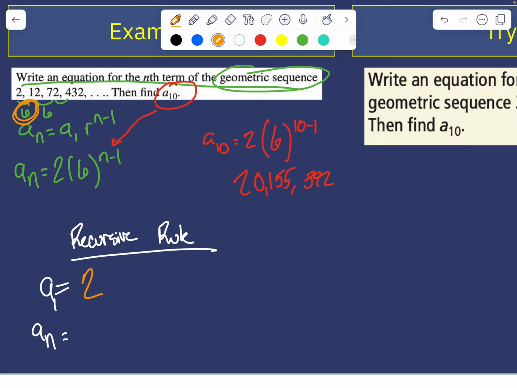So when we write a recursive rule for a geometric, we usually write the number first and then do times a sub n minus 1. Remember, with the recursive rule for an arithmetic, we typically put a sub n minus 1 first and then put plus or minus the number. Here we put the number first, just to make it a little simpler.